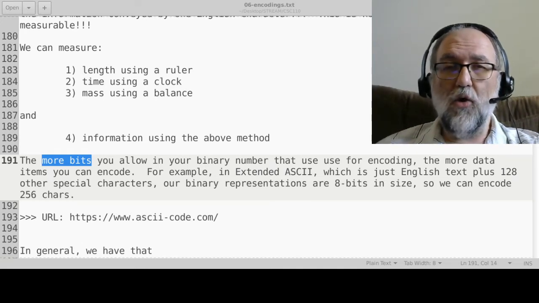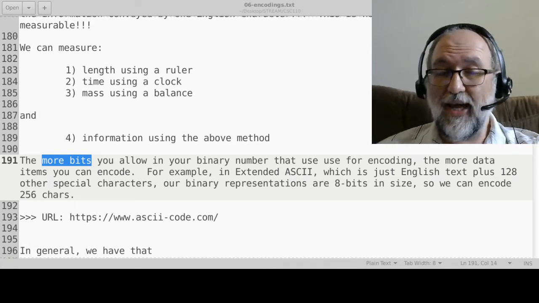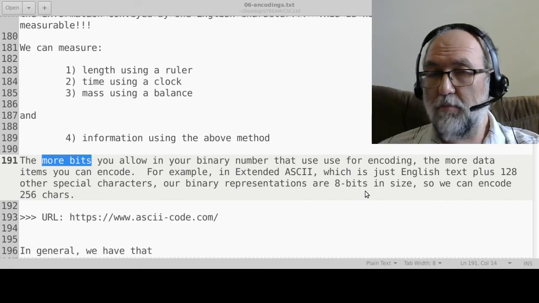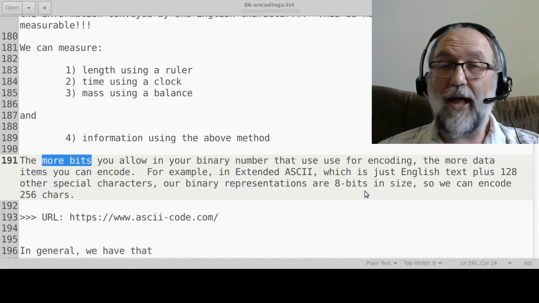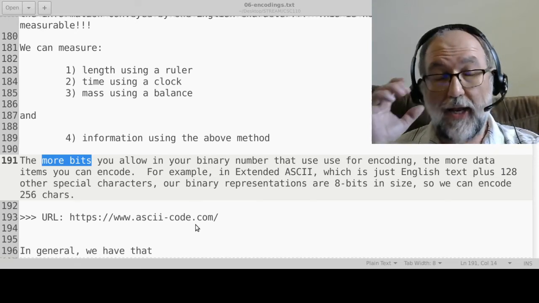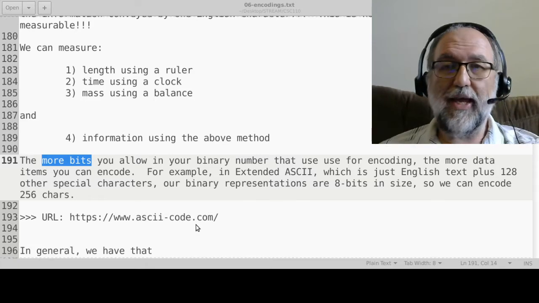And so the ASCII code actually got extended to what's called the extended ASCII code, and the extended ASCII code is actually 8 bits per character, and that allows you to encode 256 characters. Now there's a website called ASCIIcode.com, and that's actually where the ASCII code is. So let's take a look at that.